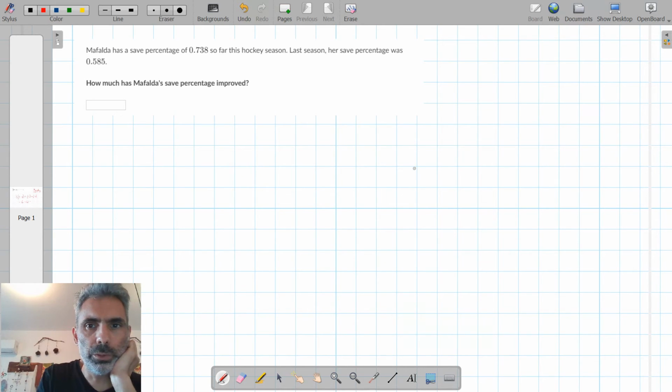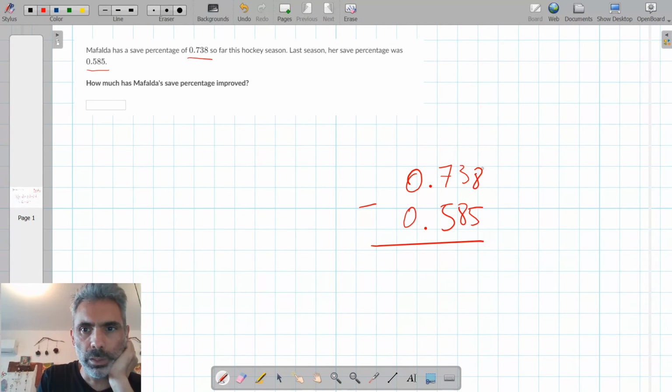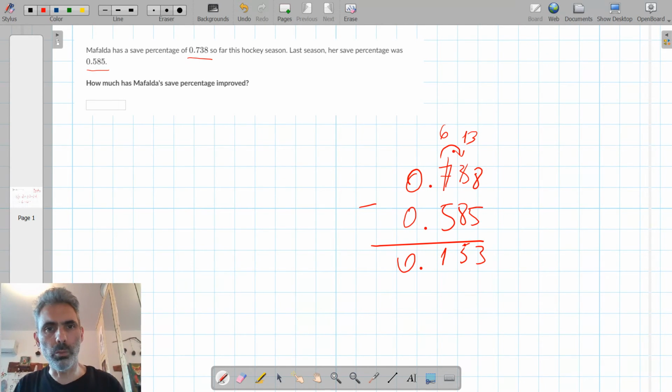Okay, so the difference between this percentage and this percentage is, we need to subtract 0.585 from 0.738. So 8 minus 5 is 3. 3 minus 8, we need to borrow 1, regroup. So 3 becomes 13 and 7 becomes 6. 13 minus 8 is 5. 6 minus 5 is 1. So 0.153.